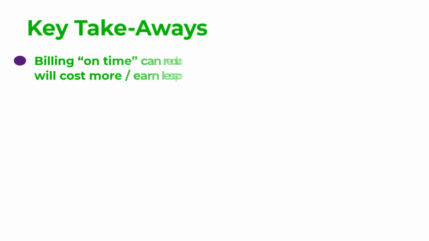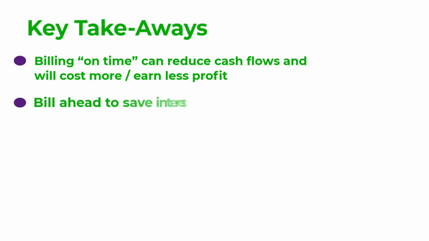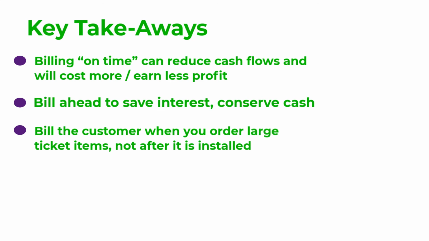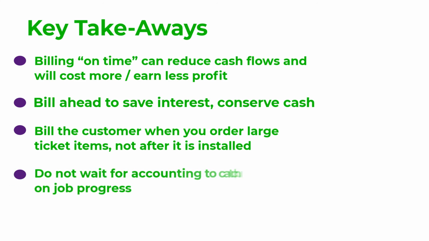So what are the key takeaways? If you bill on time, as you earn the revenue, you will tend to have negative cash for most of the job. This can use up your line of credit and cost you more in interest expense. If you bill ahead of the cost, you potentially can reduce or eliminate the borrowing of funds. Consider charging your customer at the time you order large ticket items, not downstream when those items are installed. If you have installed a section of the job, bill for it, even if the accounting system is lagging behind.